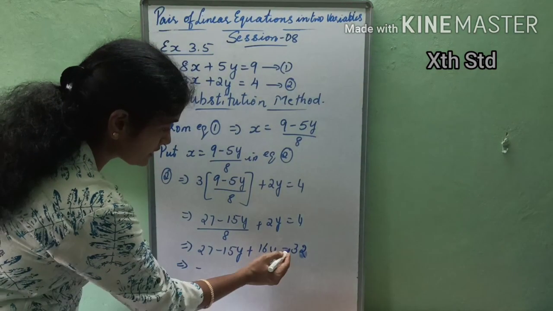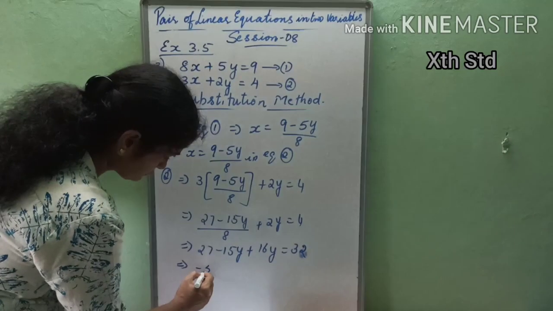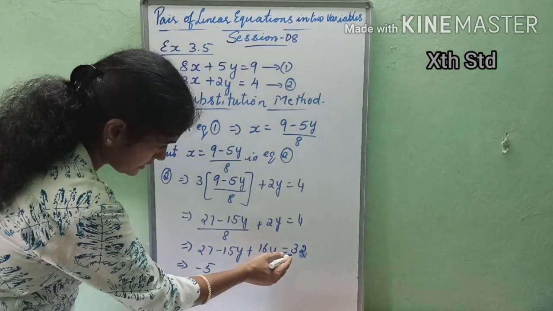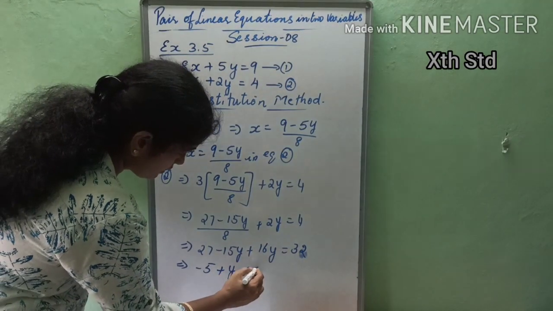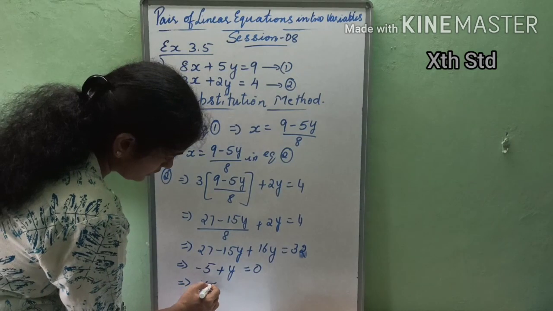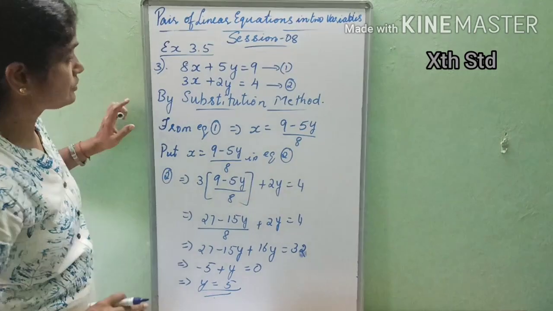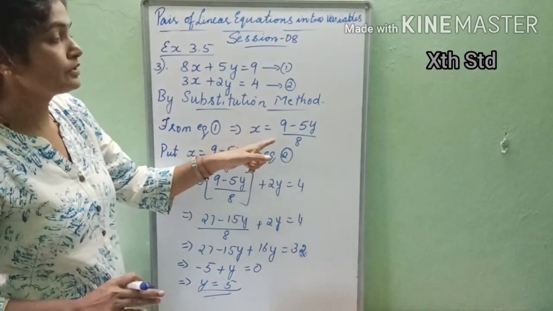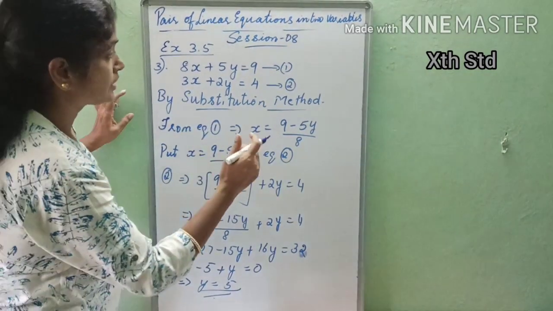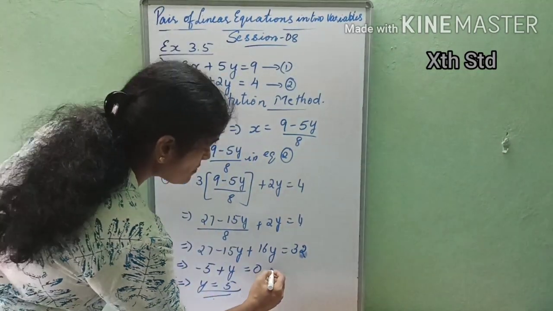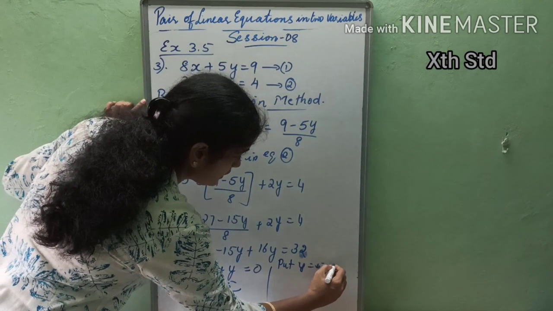Here it is plus 27 minus 32, which is minus 5, and here it is plus y. This is equal to 0, which implies y is equal to 5. y is equal to 5. So the value of y you have got. Now substitute the value of y in equation 1 or 2 to get the value of x. Therefore, put y equal to 5 in equation 1.